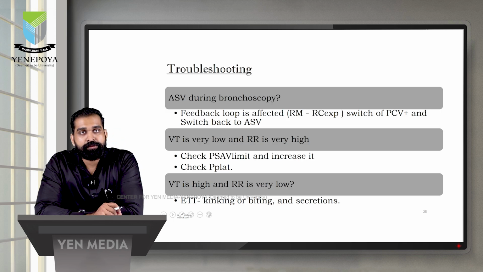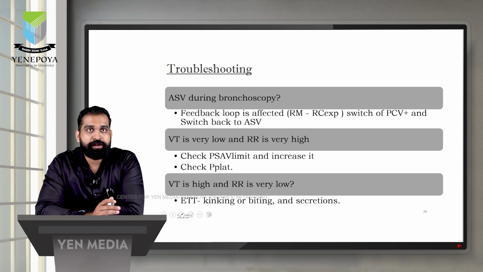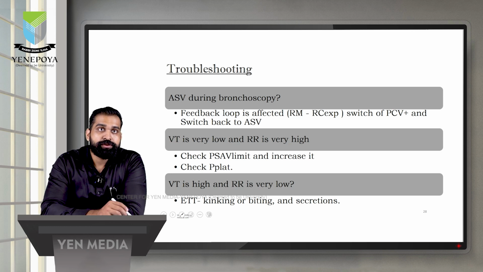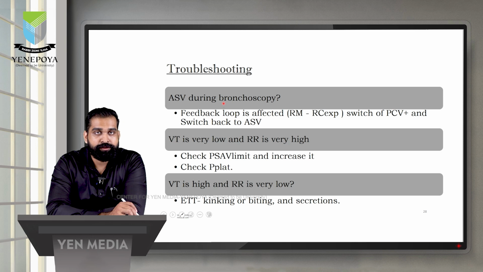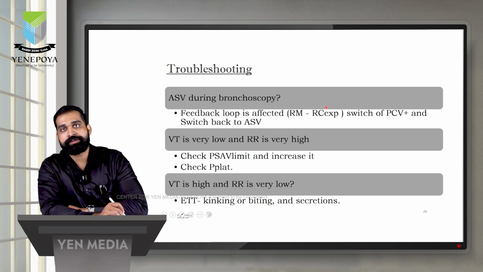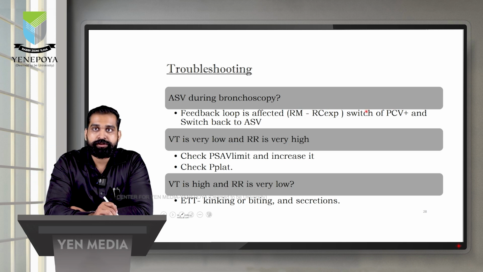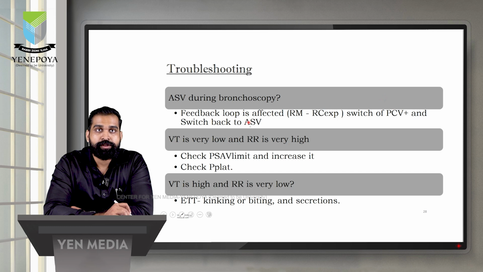Now, just to describe some of the commonest troubleshooting that you might encounter while using ASV mode of ventilation. During ASV mode, bronchoscopy cannot be performed, because once you do the bronchoscopy, it's going to introduce a leak into the circuit, and that's going to affect your respiratory mechanics measurement and expiratory time constant measurements, which means that the algorithm will not be able to function. Because of this, you have to switch the patient to a different mode, a pressure control mode or SIMV or some mode that you're comfortable with, and then switch back the patient once the bronchoscopy is completed.